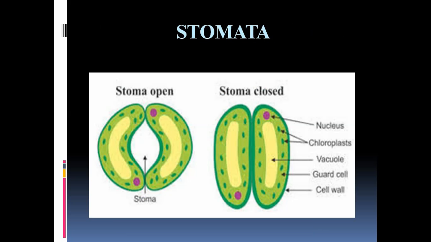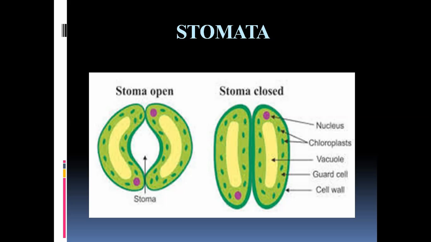Now here you see the structure of a stoma. Stoma is the singular form and the plural is stomata. Here you see the full structure. A stoma is made of two bean shaped guard cells, and the guard cells have chloroplast, vacuole, cell wall, cell membrane, nucleus, everything. Remember, guard cells have chloroplasts.